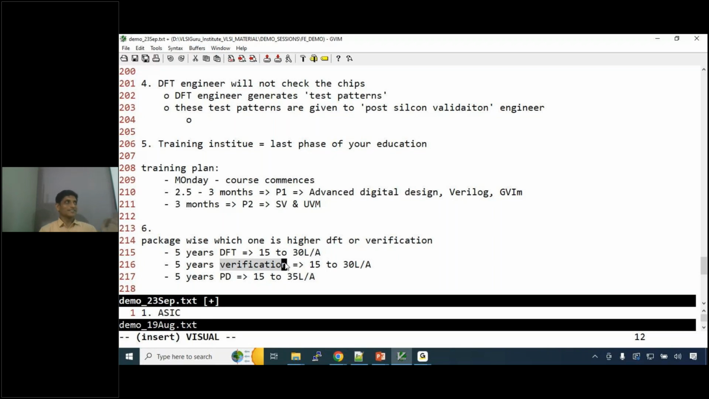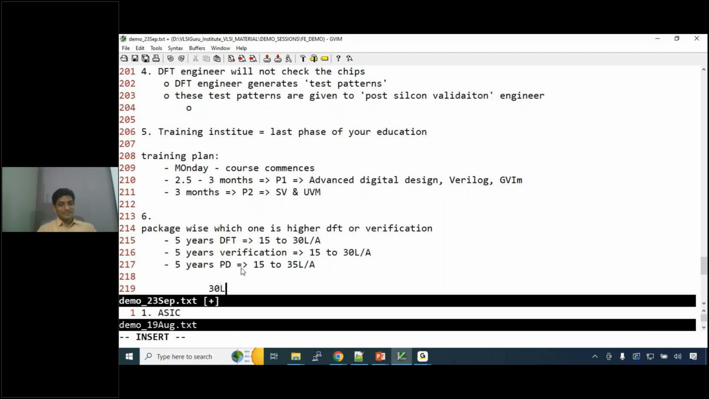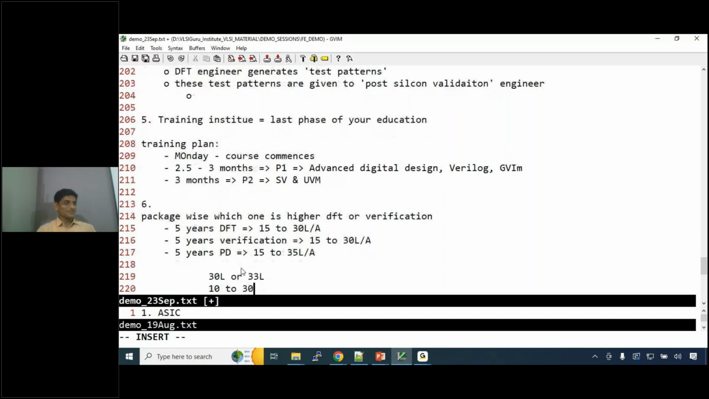Especially for girls, PD doesn't suit at all. Their job is such that if one small mistake happens, they have to do the entire flow again. Some issue came, they have to spend almost 15 hours again throughout, which is not required in verification. Whether you get 30 lakhs or 33 lakhs, does it matter? Doesn't matter, right? But 10 or 30 matters.